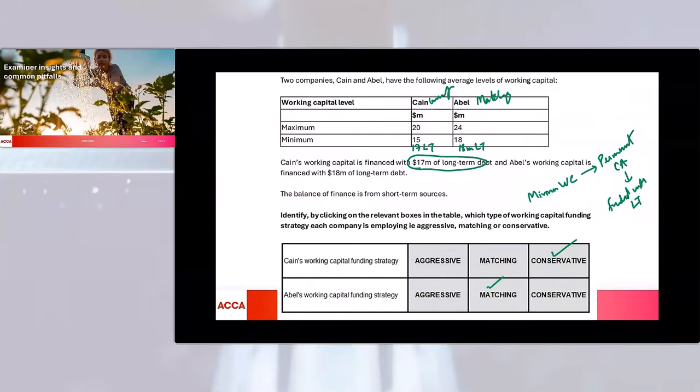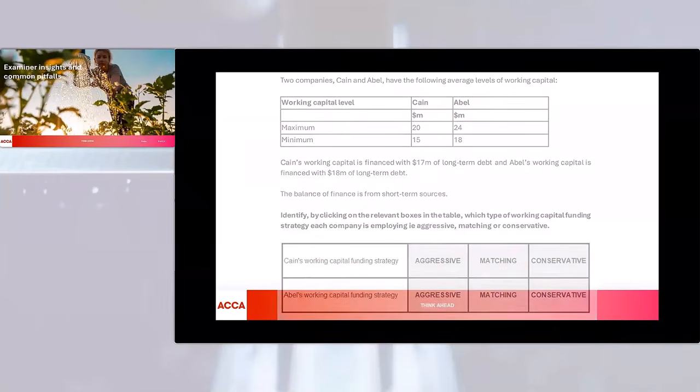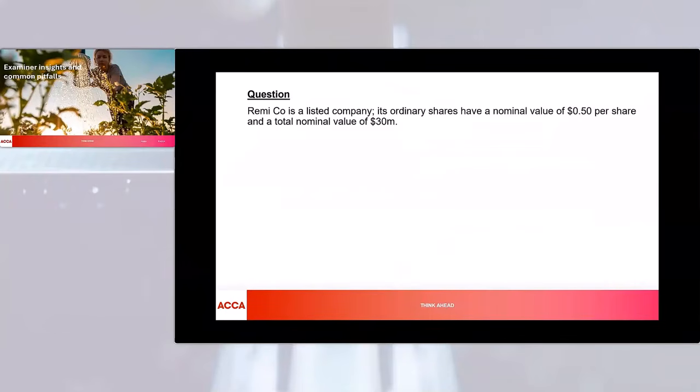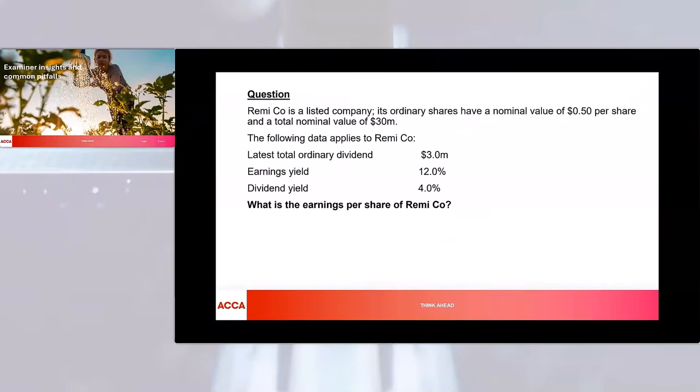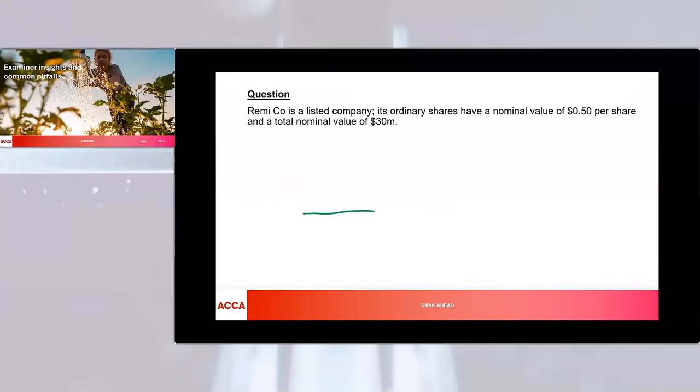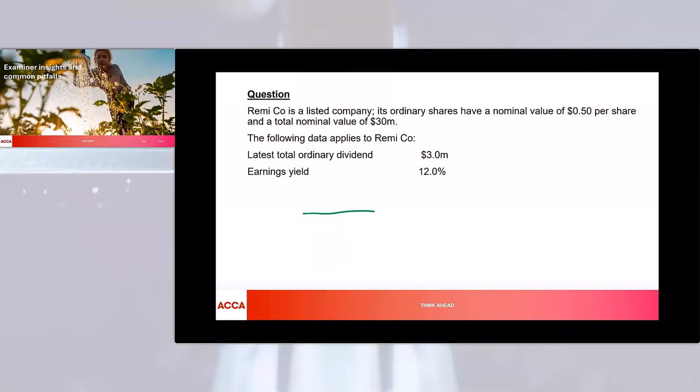Now moving on to the next one. Here in this question, the requirement is to find out the earnings per share. Now, what is given here? Let's have a look. Remy is a listed company. Its ordinary shares have a nominal value of $0.50 per share and a total nominal value of $30 million. The following data applies to Remy company. Latest total ordinary dividend is $3 million. Earnings yield is 12%. Dividend yield is 4%. What is the earnings per share of Remy company?